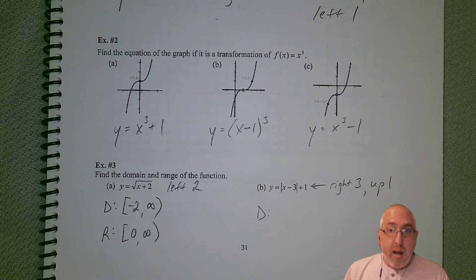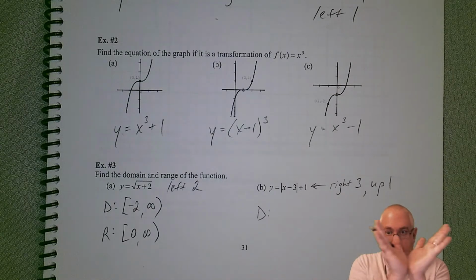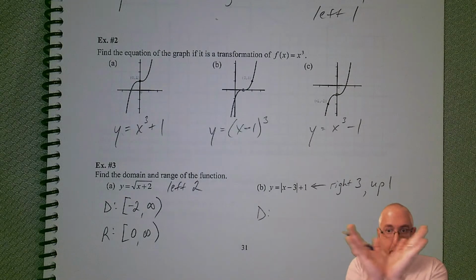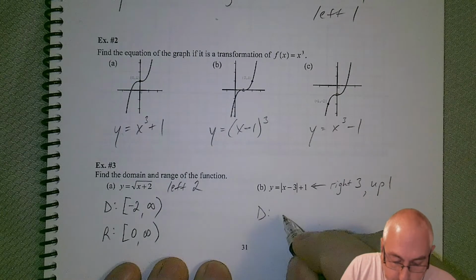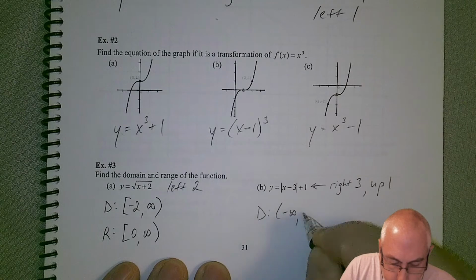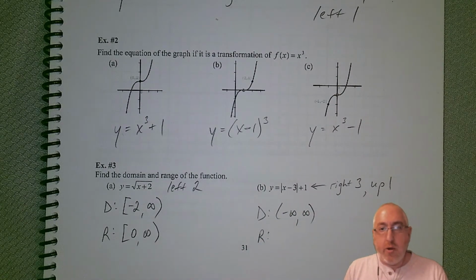So for the domain, what's the domain of absolute value back in 1.6? That parent function, remember, it's a v. Just because we're shifting it left or right, does the domain actually change? No, because it's all real numbers. So we can just put that in. But what about the range?